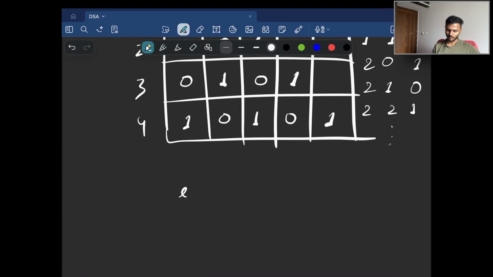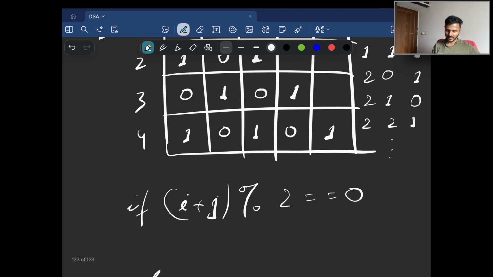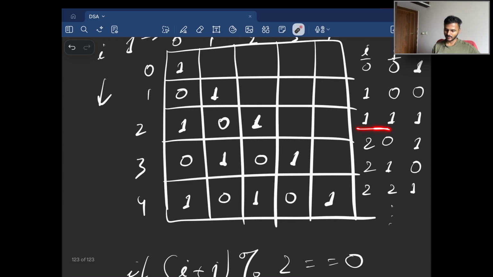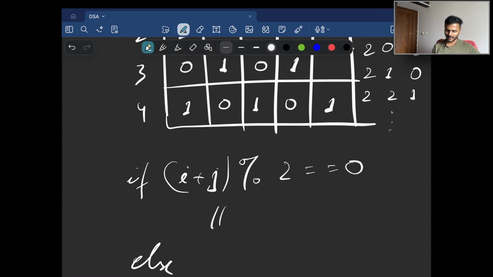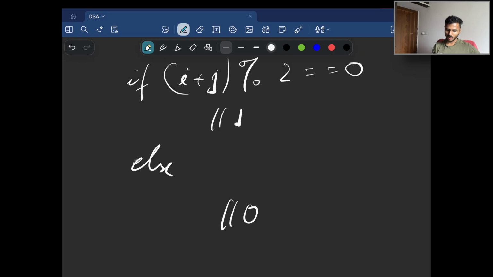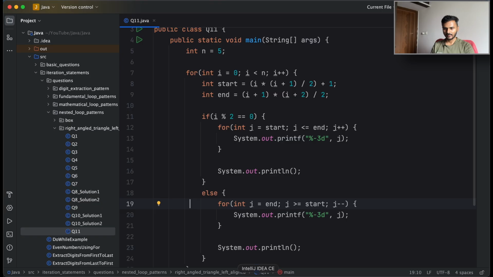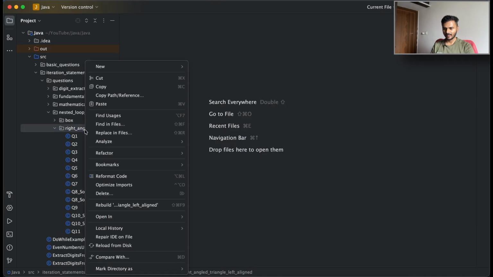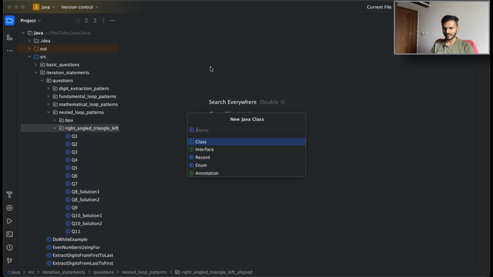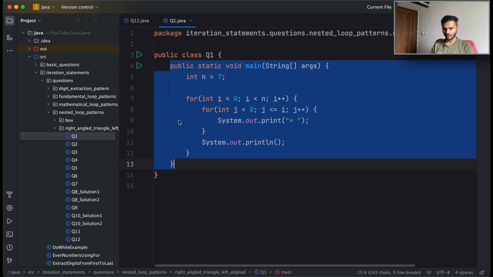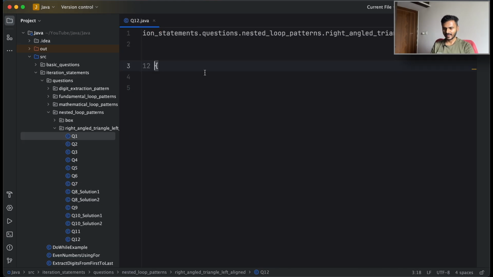So all that we will have to do is calculate i plus j, divide by 2, and check if it is even or not. So if it is even, we're printing 1. So we will print 1 over here, and if it is odd, we will print 0, right? So with this clear, let's come back to IntelliJ. Let's create a new Java class. Let's call it Q12. And let's grab the main method from, say, Q1. Let's close this and paste it here.